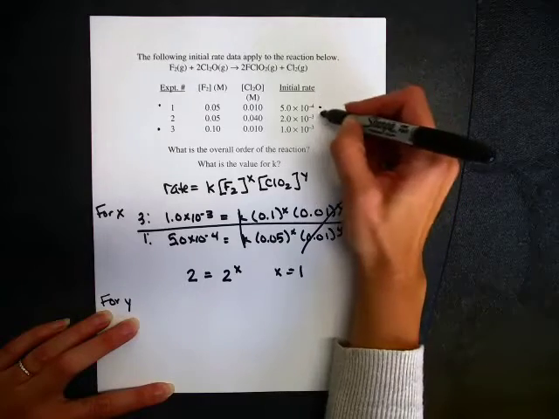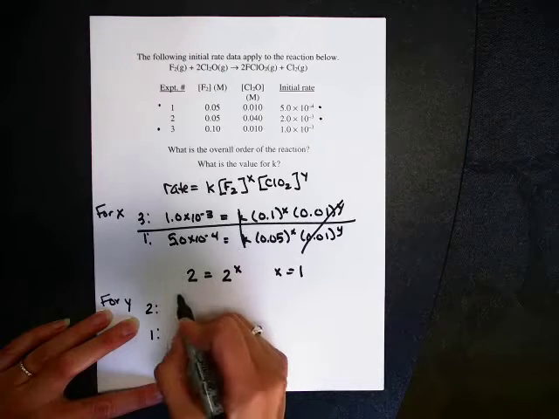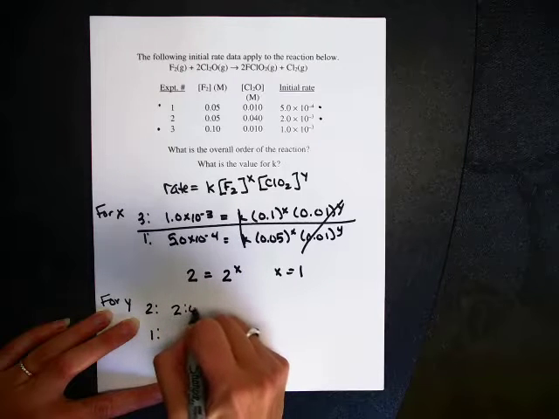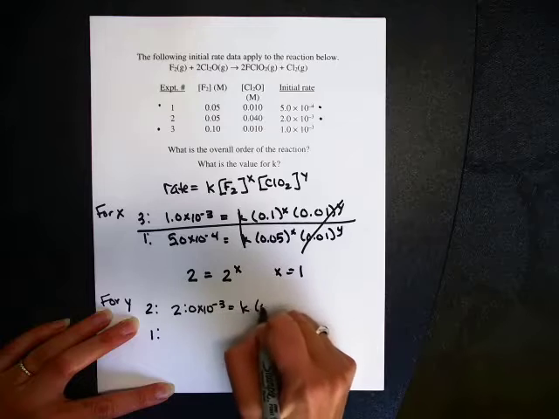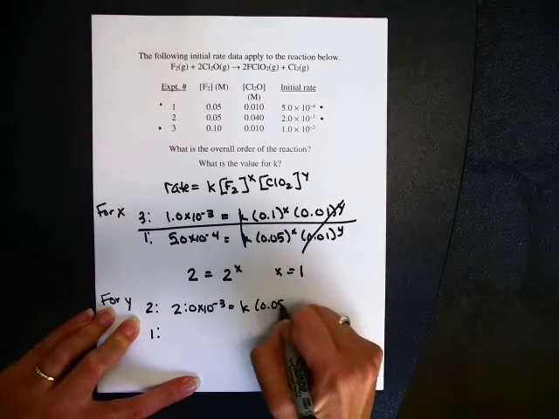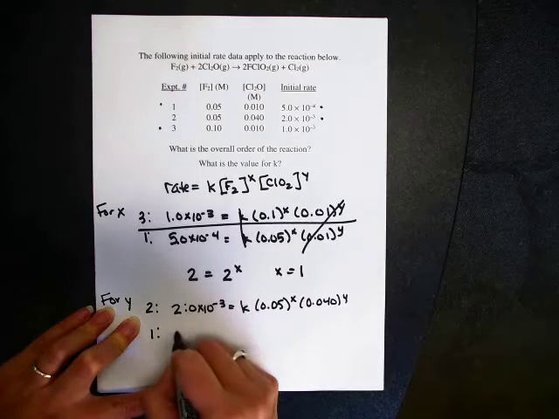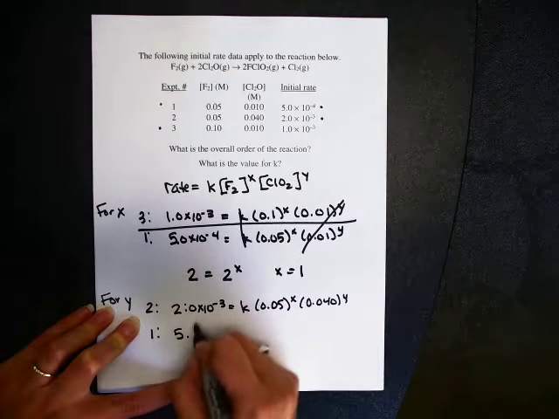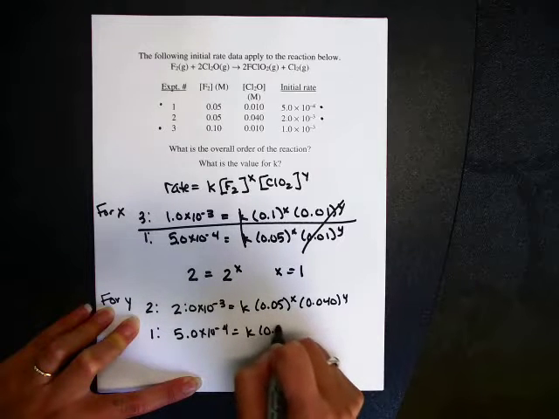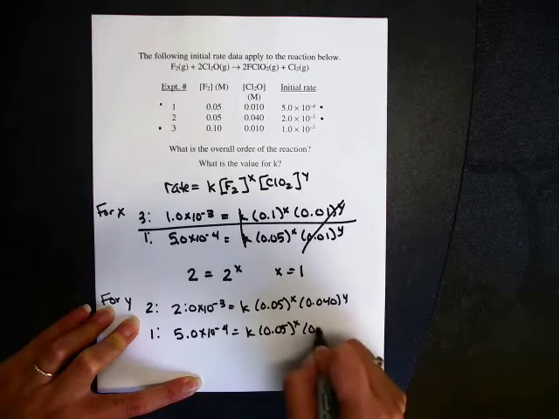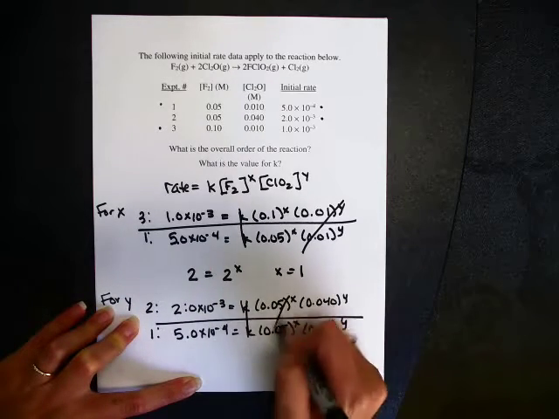All right, now I need to do it again for y. This time I'm looking for Cl2O to change and not F2, so that would be 2 and 1. I'm going to do 2 on top because it has the bigger rate. And I'm just plugging everything in again. And for number 1. And canceling the k and the x part of it now.